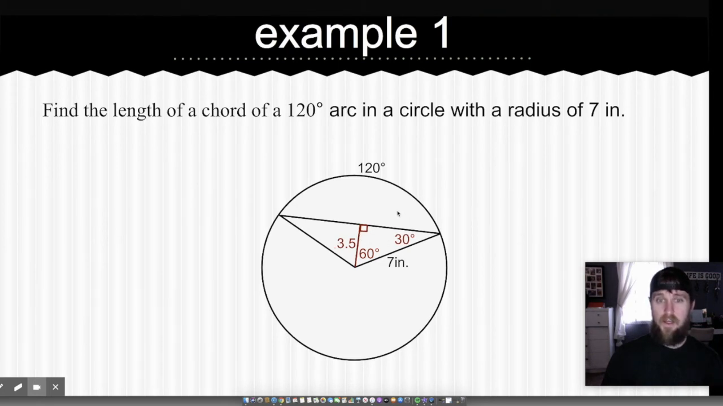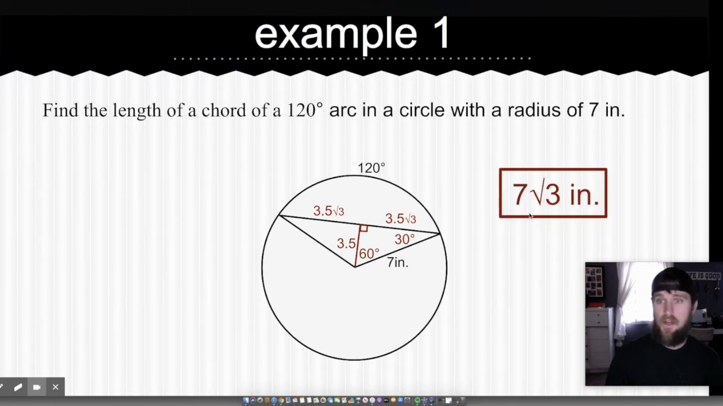Short leg times radical 3 to get the long leg, but there are 2 of those. We will then add those 2 together. The final answer without a calculator is 7 radical 3. Some applications you would actually want to type that in and have it in as a decimal.